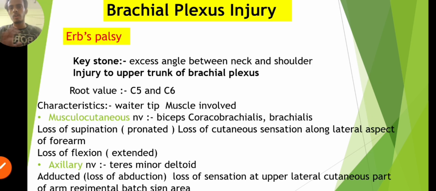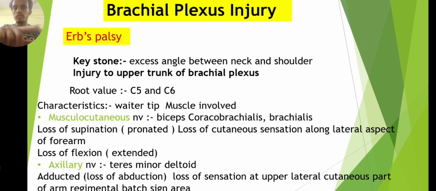So it is a case of Erb's paralysis. The keystone is that the angle between neck and shoulder becomes larger, as a result of injury to the upper trunk of the brachial plexus. As you already know, the root values C5 and C6 are involved. It is characteristic in the waiter's tip position, and as I remembered earlier, you can recall it with APME. The nerves involved are MAS, that is musculocutaneous, axillary and suprascapular. Very nice. But the problem is that we want to know why APME.